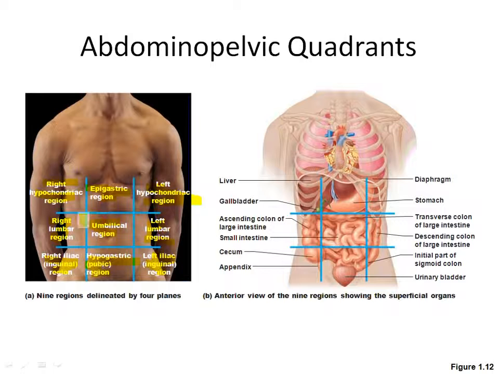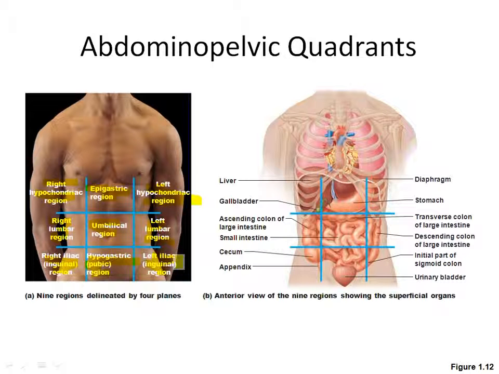The sides have the same names. This is the model's left arm, so each of these have the name left. This is the model's right arm, so each of these have the word right. The top quadrant is hypochondriac, middle quadrant is lumbar, and lower quadrant is iliac, or sometimes called inguinal.